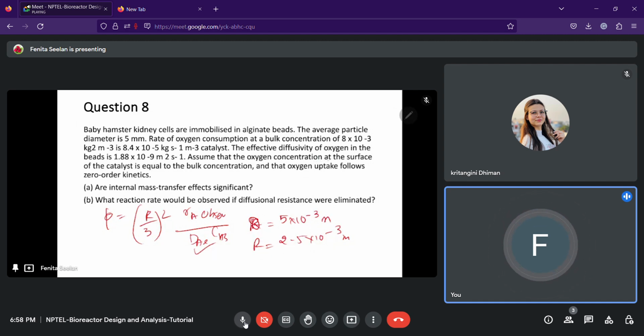And what is the concentration? Bulk concentration is 8 into 10 power minus 3, that is also there. The observed rate is what? Yeah, the rate of oxygen consumption. So we have everything which is needed to solve this equation. So we'll just substitute it and find the observable Thiele modulus.